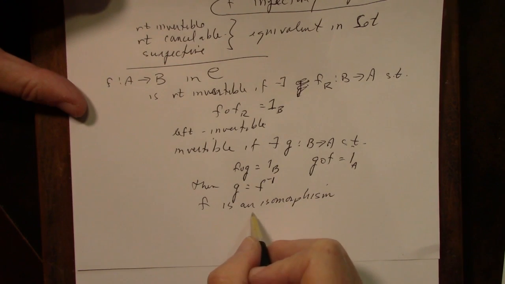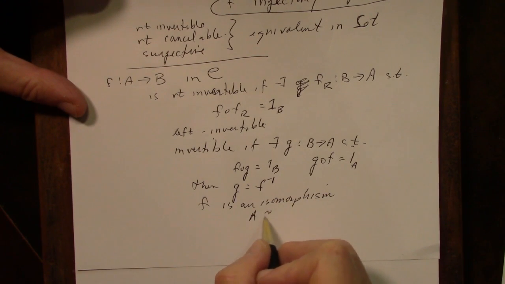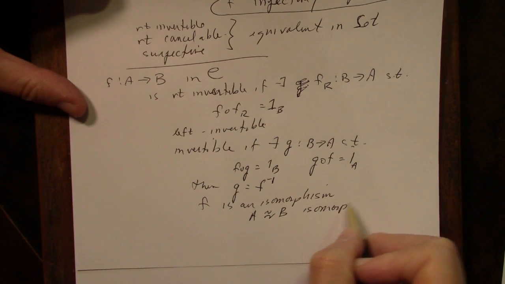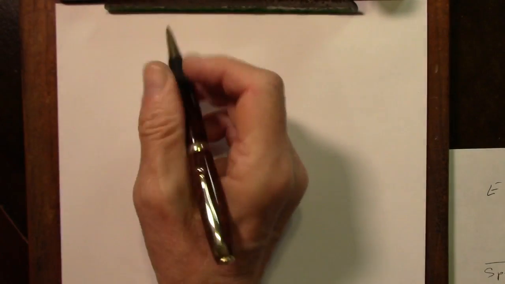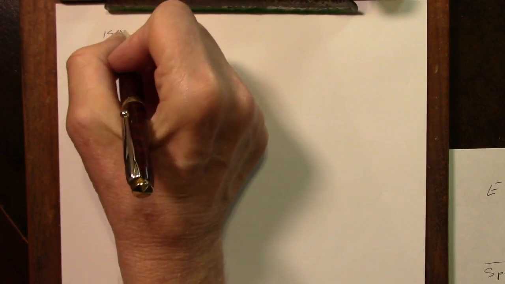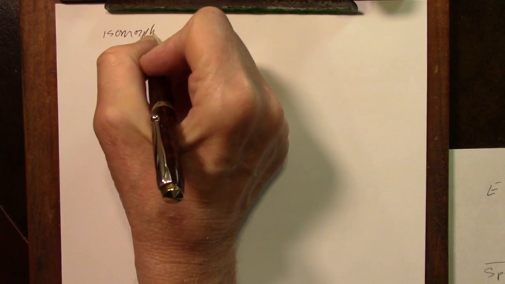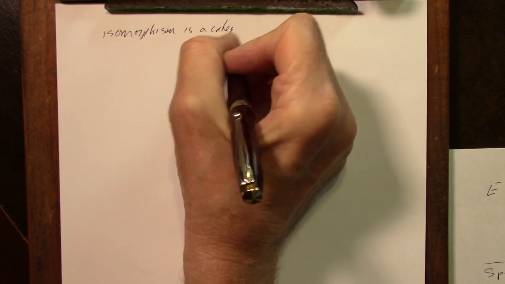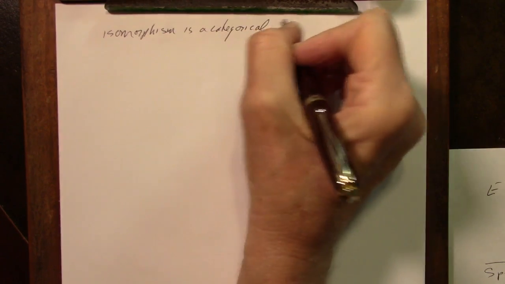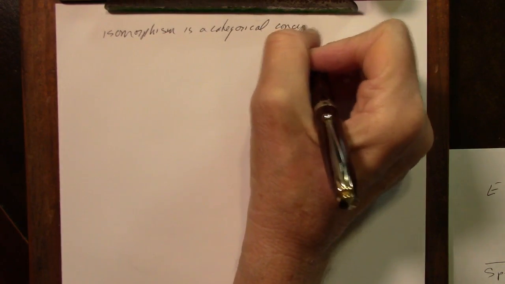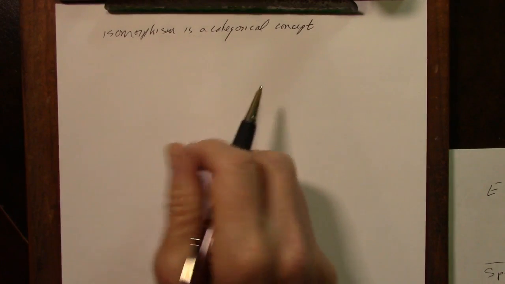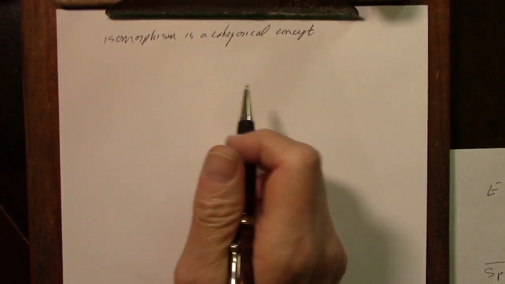And A and B are isomorphic objects. The concept of an isomorphism is categorical. Isomorphism is a categorical concept, the way I have defined it. Okay? But this leads to kind of an interesting observation.